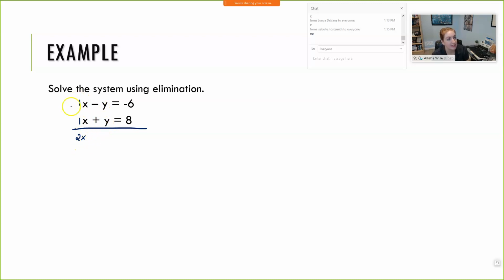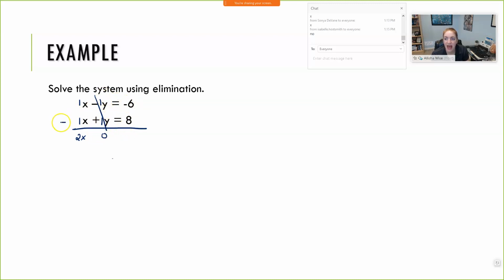Well, that doesn't cancel. That's not going to eliminate that variable. What about the y's though? You have a negative 1 and a positive 1. What happens when I add those together? I get 0. That cancels. So we've actually already eliminated one of the variables because they were already opposite numbers. One was negative, one was positive, but they were the same number.